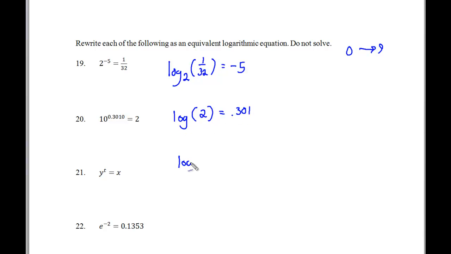All right, this is log base y to make t. So y raised to the t power will give me x.